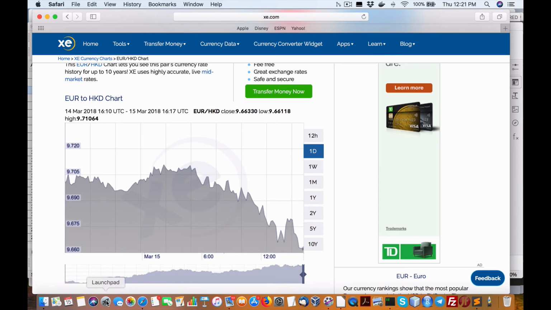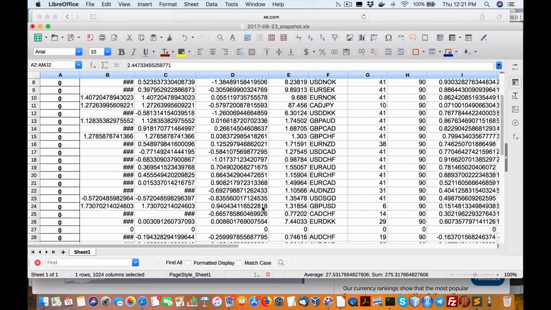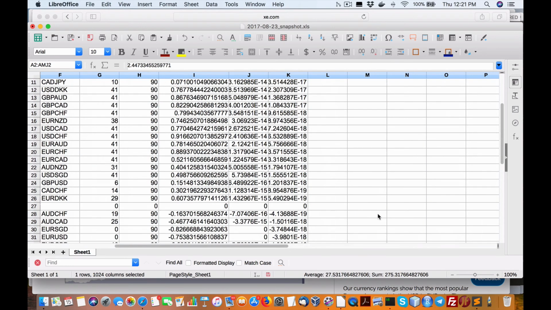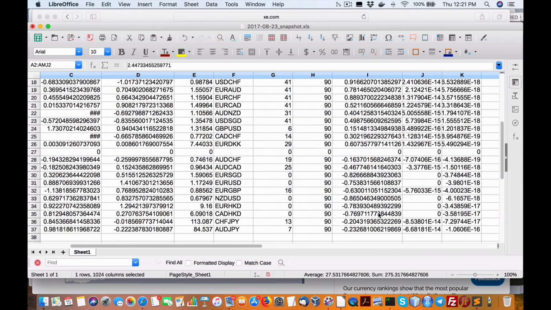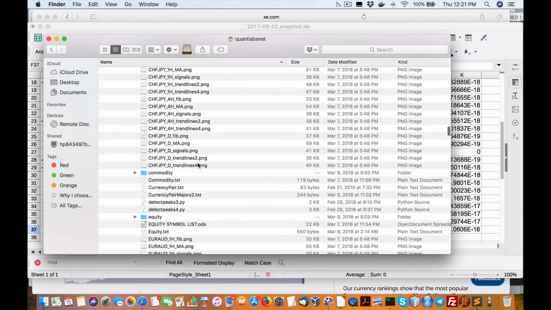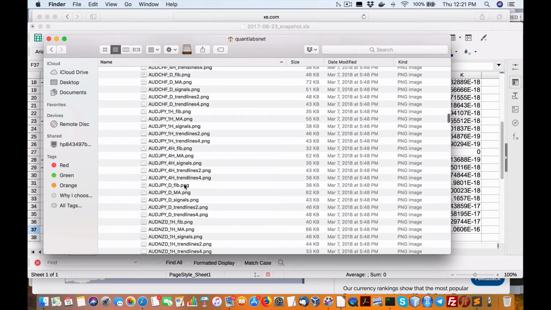Let me think here. Another pair that might have a negative trend. Okay, let's just look for a negative sloping one. So let's pick the bottom of the barrel here. Australian Japanese yen. Okay, let's check out that. So this is a negative trending pair that we're about to look at.